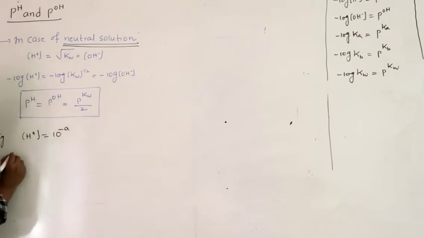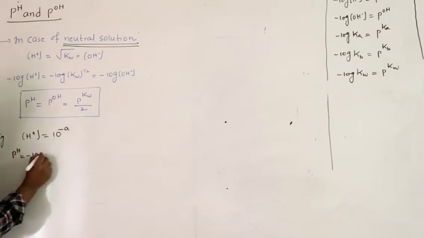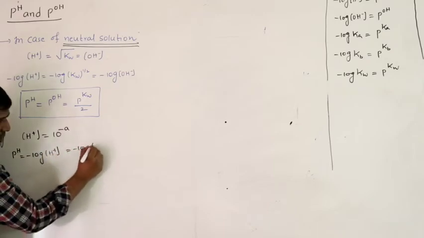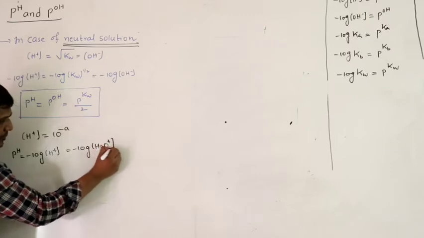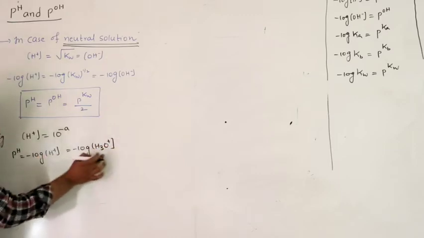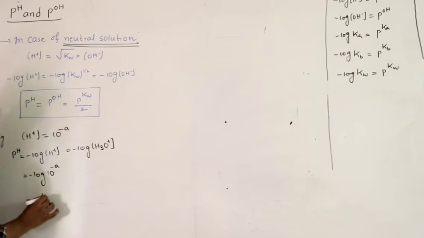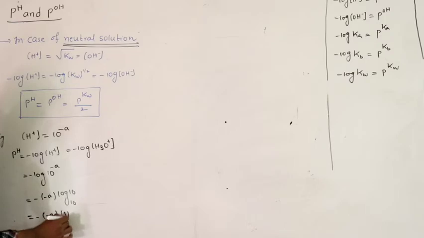What is pH? pH equal to minus log H plus. Remember, if it is aqueous solution, you have to write minus log H3O plus. H plus does not exist but exists as H3O plus. So anyway, minus log H plus, instead of H plus, what is the concentration? 10 power minus A. So this is minus of minus A log to the base 10. Remember, it is always base 10. Log 10 to the base 10 is 1. So minus A into minus A plus A into 1. So we will get plus A.